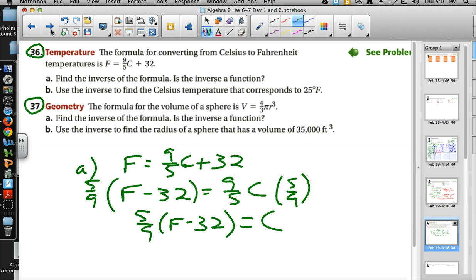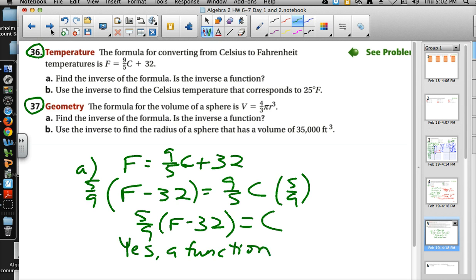And actually, if you're going to use that formula for anything, I probably would not distribute the 5/9. You're going to introduce more fractions into all of this. So we might just want to leave it like that. And then it says, is the inverse a function? Well, this was a line, and yeah, for lines, it's going to be a function. So yes, a function.